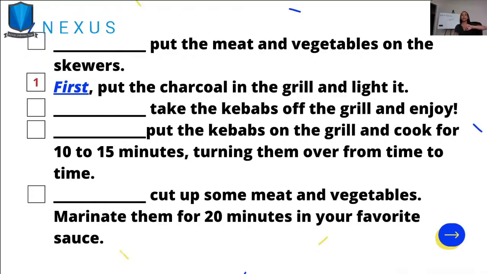Then you have blank, take the kebabs off the grill and enjoy. Then you have blank, put the kebabs on your grill and cook for 10 to 15 minutes, turning them over from time to time so they don't get burned. And then we have blank, cut up some meat and vegetables, marinate them for 20 minutes in your favorite sauce. So that is the recipe.